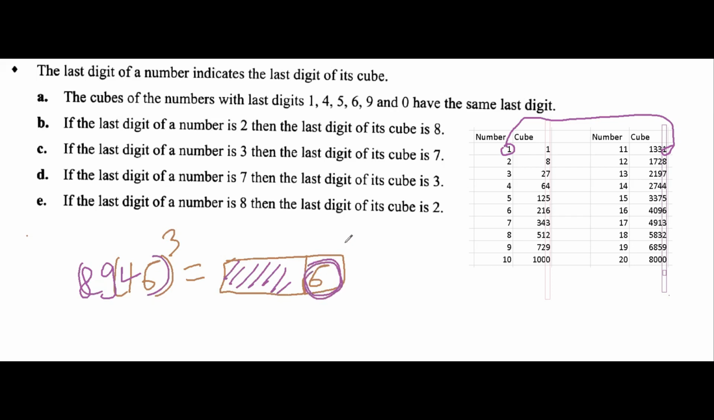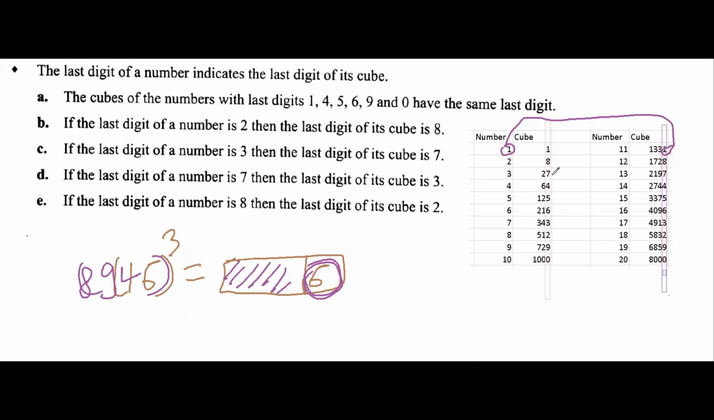Okay, that is the one thing. Now a point: the cube of a number and the number itself, for the last digits 1, 4, 5, 6, 9 and 0, have the same last digit. This is what we have discussed here. If the last digit of the number is 2, then the last digit of its cube is 8. It means if the last digit of a number is 2, then it will be 8.